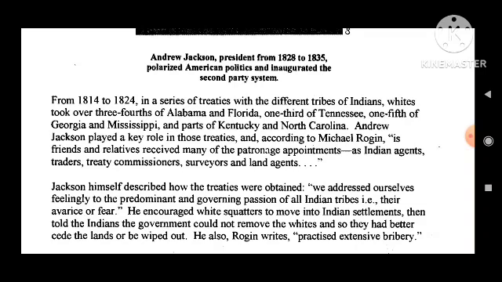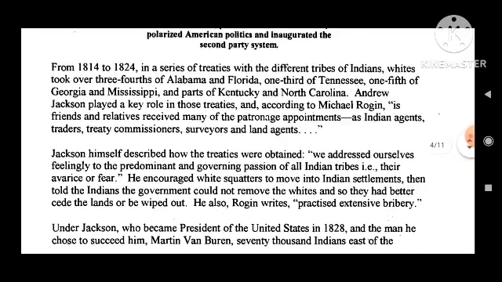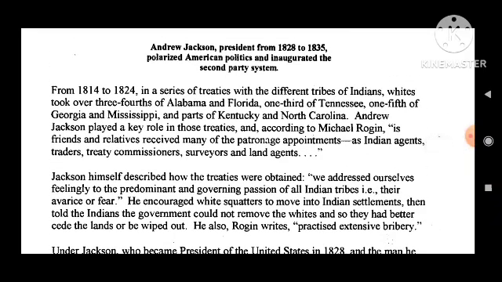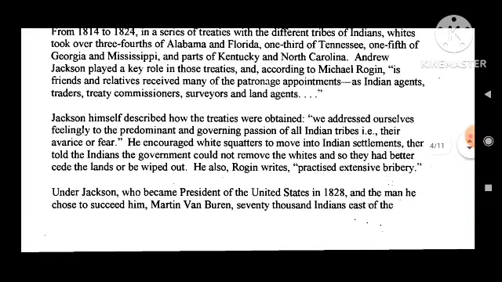So a treaty was signed by Andrew Jackson, and due to this, his friends and relatives received many of the patronage appointments as Indian agents, traders, treaty commissioners, surveyors, and land agents. Jackson himself described how the treaties were obtained: "We addressed ourselves feelingly to the predominant and governing passion of all Indian tribes, that is their avarice or fear."